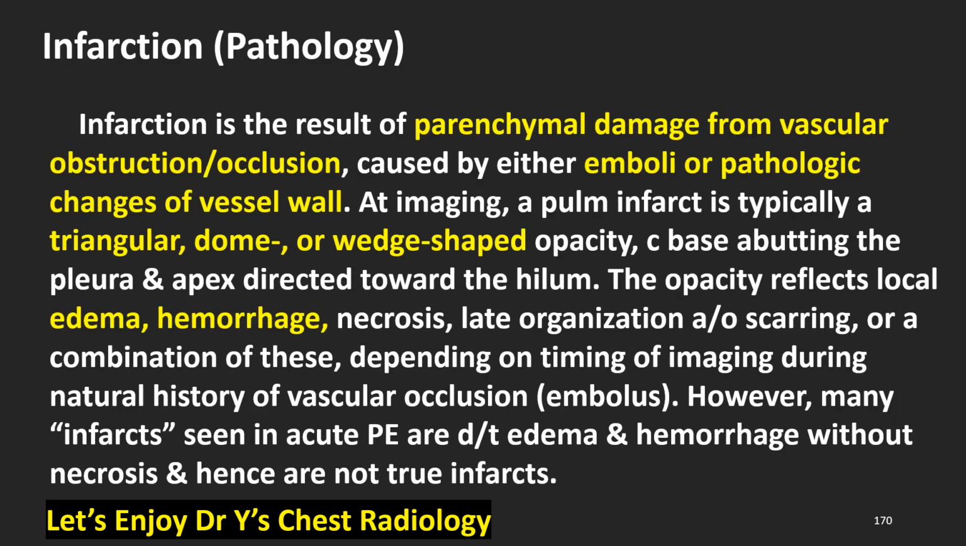Infarction pathology. Infarction is the result of parenchymal damage from vascular obstruction or occlusion caused by either emboli or pathologic changes of a vessel wall. At imaging, a pulmonary infarct is typically a triangular, dome or wedge-shaped opacity with base abutting the pleura and apex directed toward hilum. The opacity reflects the local hemorrhage or edema and necrosis and late organization and/or scarring, or a combination of these, depending on timing of imaging during natural history of vascular occlusion, embolus.